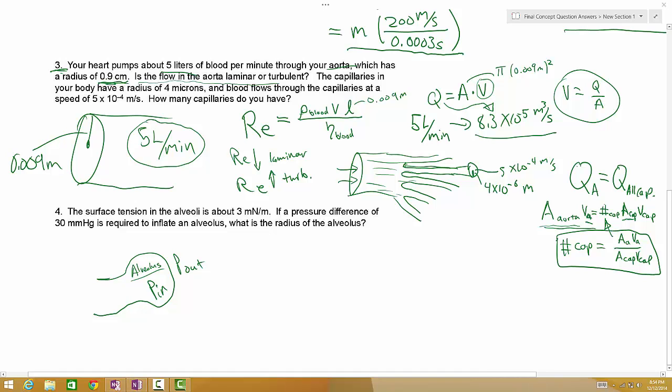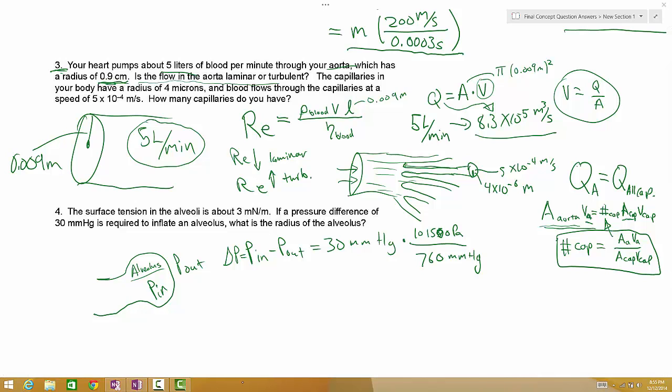So okay, if a pressure difference of 30 millimeters of mercury is required to inflate the alveolus, what is the radius of the alveolus? That means that the pressure difference, P in minus P out, is equal to 30 millimeters of mercury, or if you want to put this in SI units, which is usually a pretty good idea, you just multiply by 101,500 pascals divided by 760 millimeters of mercury, and you'll get what this change in pressure is in SI units.